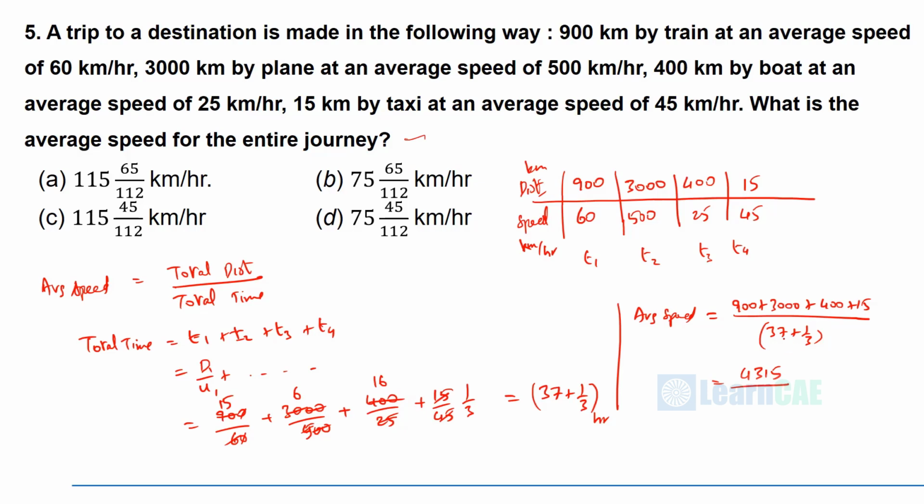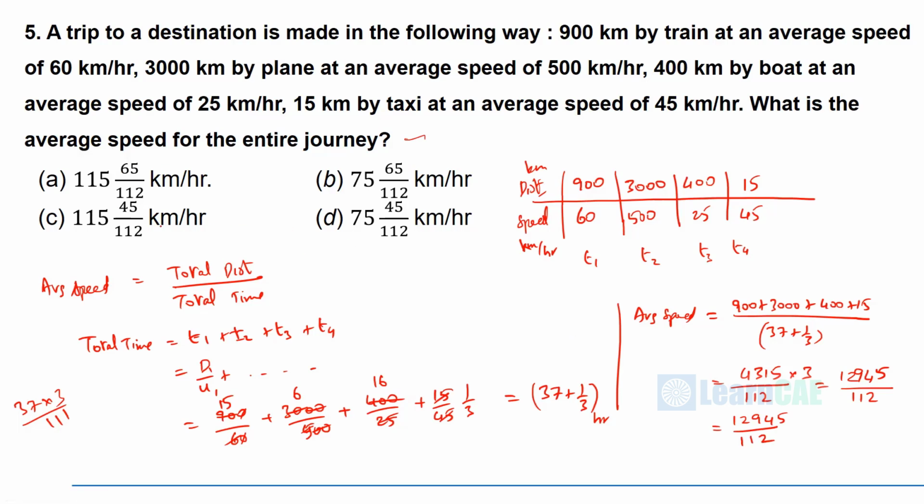4315 divided by, we can multiply this. 37 into 3 is 7 3s are 21, 2, 3 3s are 9, 10, 11. So 111 plus 1, 112 divided by 3, which we can take to the numerator. Let us multiply this. 5 3s are 15, 1 3 is 3, 4, 3 3s are 9, 4 3s are 12. So this is equal to 12945 divided by 112. We can see the answers here.